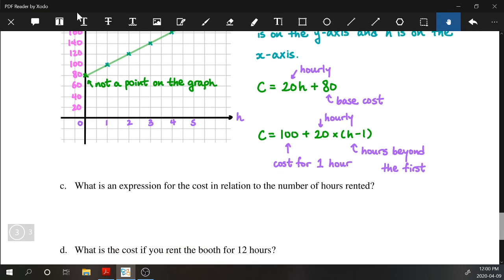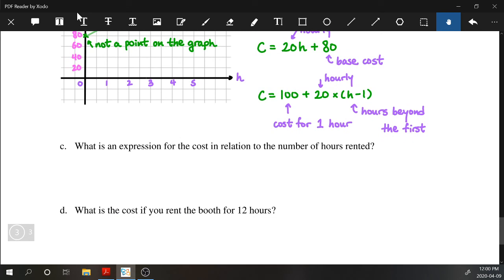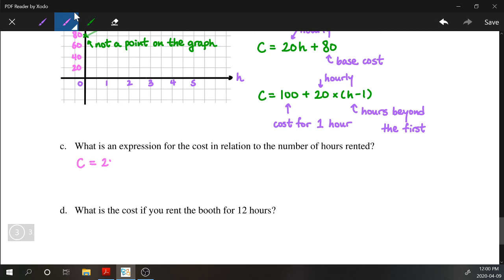Okay. So we already did question C. I think it's better if we just kind of put everything together. And finally, letter D, what is the cost if you rent it for 12 hours? So we simply use our equation. C is equal to $20 per hour multiplied by 12 hours plus the base cost of $80. 20 times 12 is 240 plus 80 is $320. Include my units, $320. And that's, of course, for letter D.